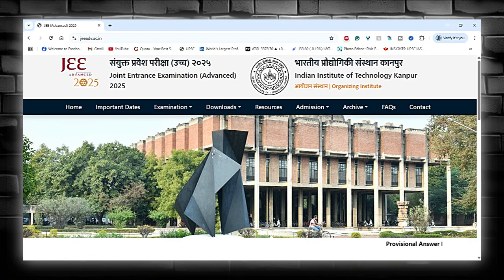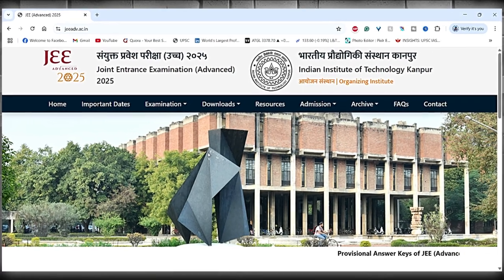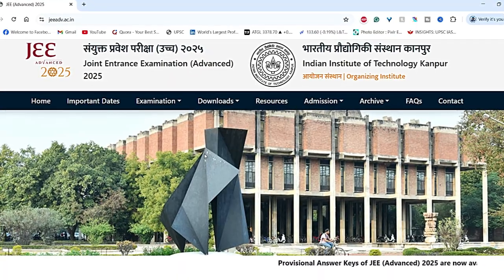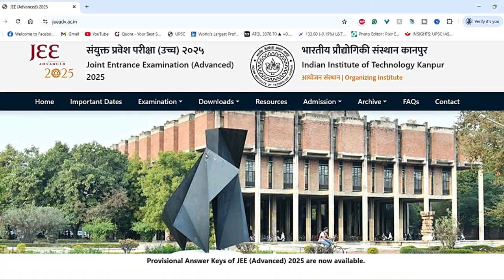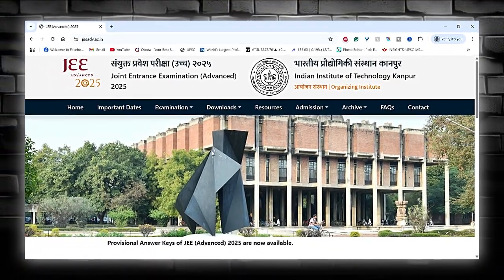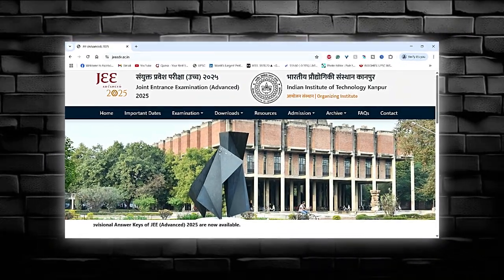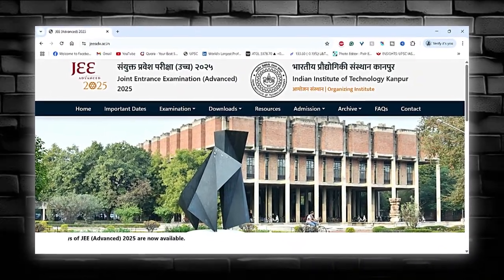First question that comes into our mind is: what is the provisional answer key? The provisional answer key is a set of official answers released by the organizing institute, in this case IIT Kanpur, for both Paper 1 and Paper 2. It helps you evaluate your performance and predict your rank. But sometimes errors do happen, right? That's why IIT gives you a chance to raise your objections if you believe any of your answers is incorrect as per IIT answers.